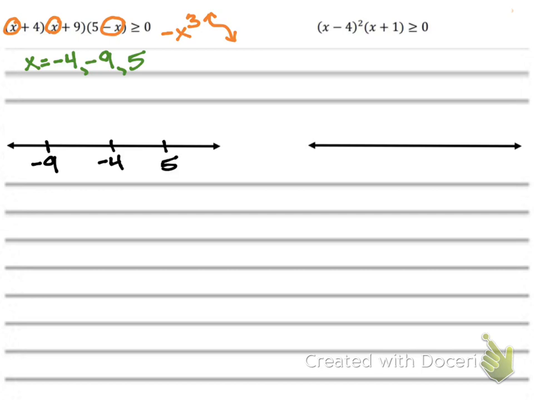Are my circles open or closed? They are all closed because this is greater than or equal to. So that means when I write my interval, they will all be brackets, right? So if we're looking at what our shape would be, it would start up over here on the left, and then it crosses each of these guys. We want greater than or equal to, so we want above the x-axis. So that's to the left of negative 9 and between negative 4 and 5.